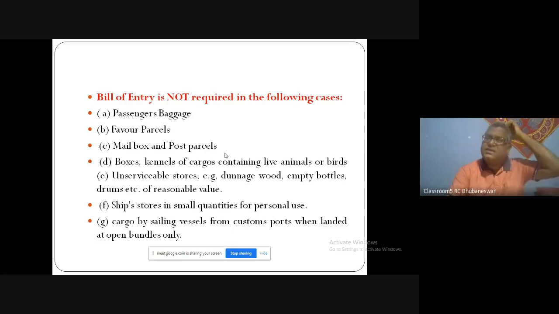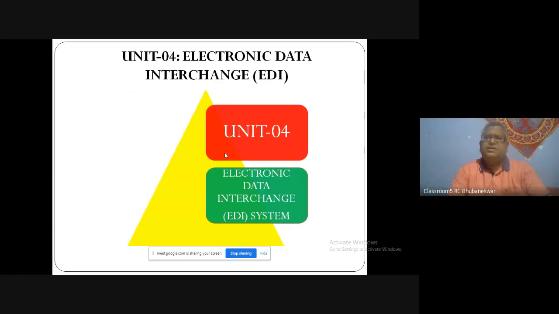Second, sometimes a bill of entry is not required in particular cases. What type of cases? Passengers' baggage, or postal parcel, or mailbox parcel. It means some documents are not covered. Personal use documents and ship store documents are not required. This is the overall concept of the exporting document procedure and importing document procedure, and some parts I have left out that can be discussed in later classes also.